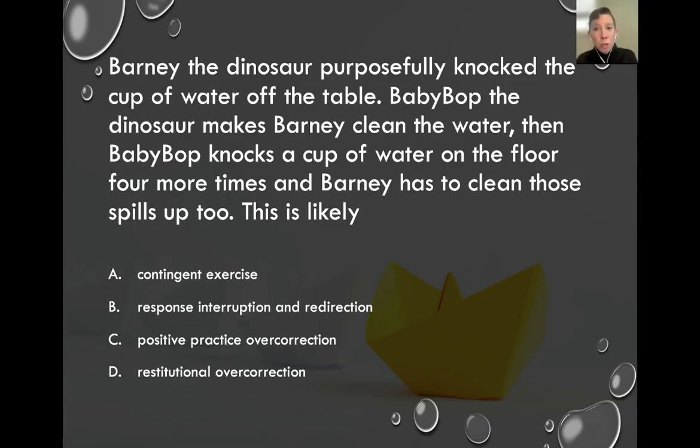So response interruption and redirection is usually used on stimming behavior, which I could go on a whole thing about, because it usually is interrupting someone's stimming behavior and then doing a high-P request sequence. So essentially, you're giving them things that you know they know how to do and that they've done many times before. And then you're adding reinforcement after each of those and essentially getting them back on task. But you're interrupting their self-stimulatory sequence as it happens.